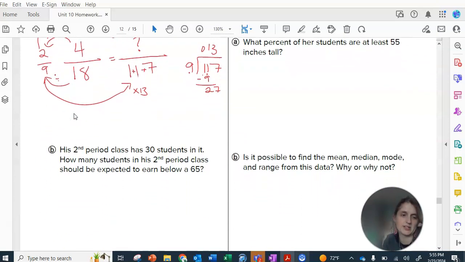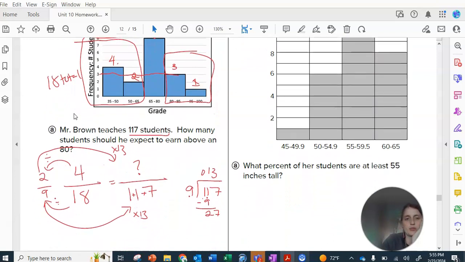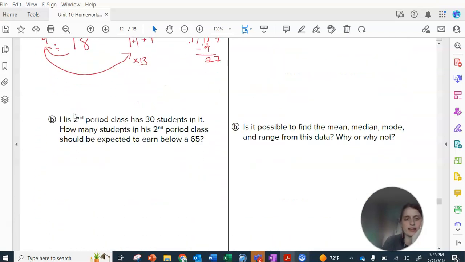Is there a part B? Oh, yes, there is. His second period class has 30 students in it. How many students in his second period class should be expected to earn below a 65? Well, if we're looking at this class, below a 65 are these two. 4 plus 2 makes 6 out of 18 is equivalent to what number out of the total number of kids in his second period?